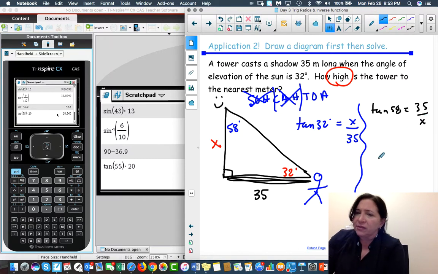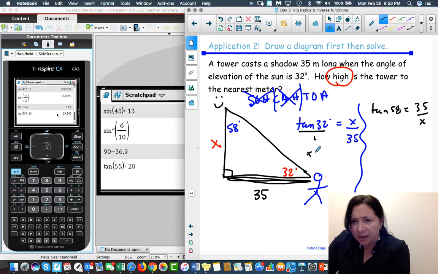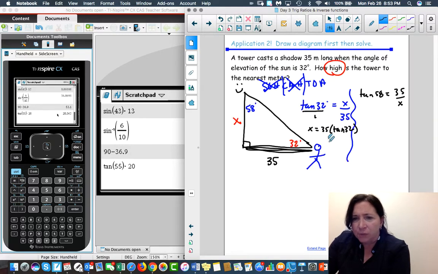Now, the difference between these two is one step. I want you to see this. If I were to cross multiply, I'm going to get x is equal to 35 times tangent of 32. So all I have to do now is multiply tangent of 32 by 35. So let's do that, okay?